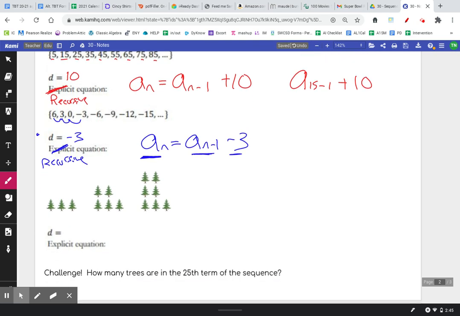General rule of thumb. Here's one of those ones with an image, right? Obviously, we see some trees here. What do we see? It looks like there's 3, and then there's 5, and then there's 7. What's the difference from 3 to 5? 5 to 7 is a plus 2.